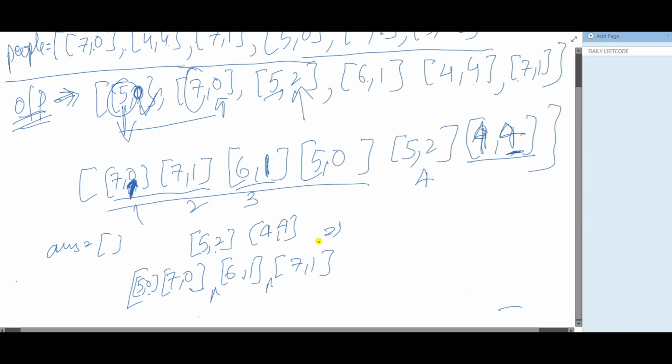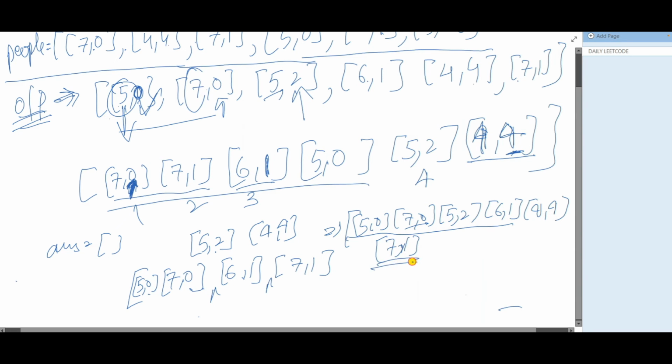Now let's write it out a little more clearly. So 5 comma 0, 7 comma 0, 5 comma 2, 6 comma 1, then we have 4 comma 4, and lastly we have 7 comma 1. Let's check it manually. 0 people in front of this with a height greater than or equal to 5, same for this. 2 people with a height greater than or equal to 5, yes, 2 people. 1 person with a height greater than or equal to 6, yes, just 1 person. 4 people with a height greater than or equal to 4, yes, 4 people, and just 1 person with a height greater than or equal to 7, yes. So this is the correct output.